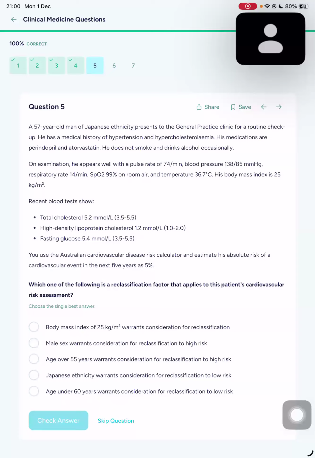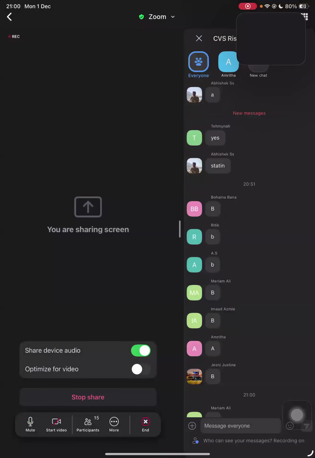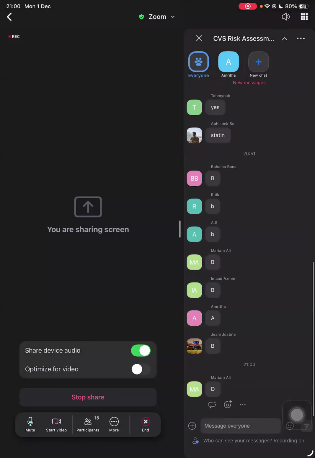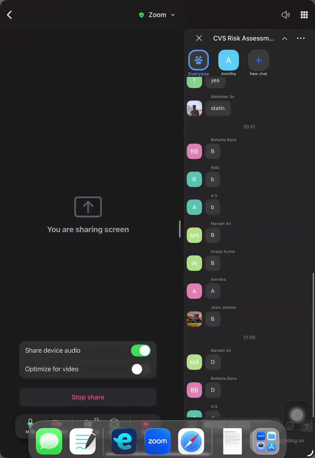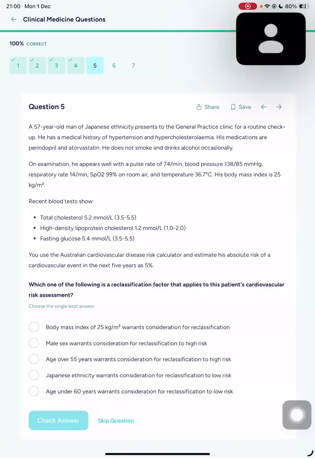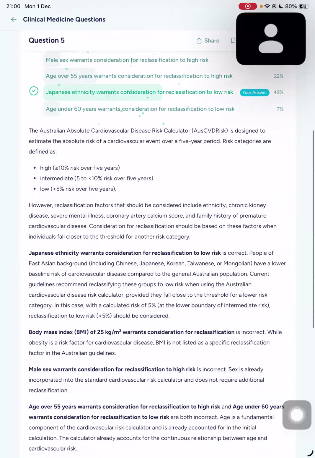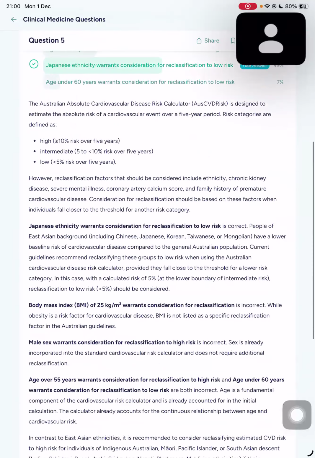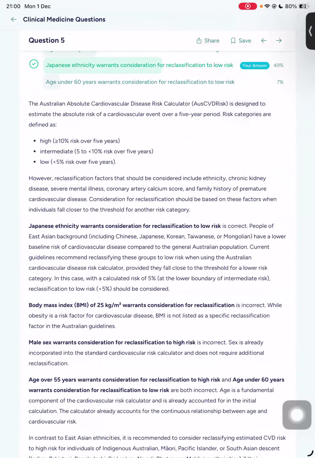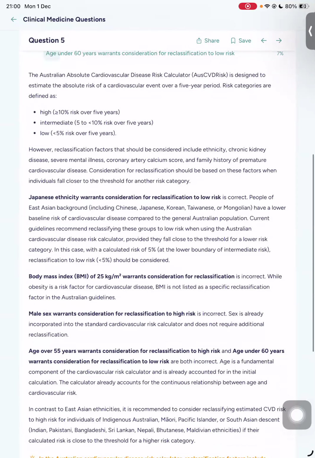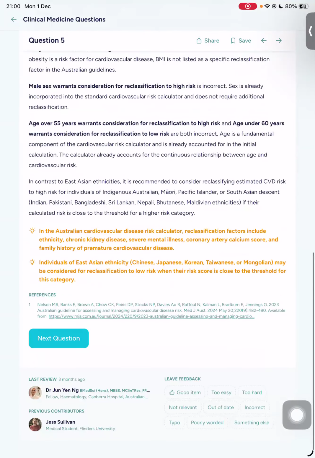Yeah, what about other doctors? Let's check the chat. Yeah, all agree on Japanese ethnicity. Alright, so Japanese ethnicity is correct. People of East Asian background, Chinese, Japanese, Korean, Taiwanese, Mongolian, have a low baseline risk of cardiovascular disease compared to the general Australian population. Okay, we know that.